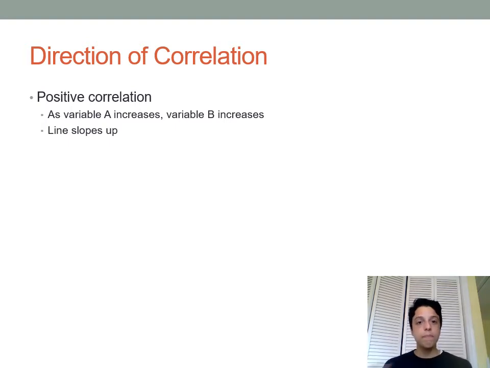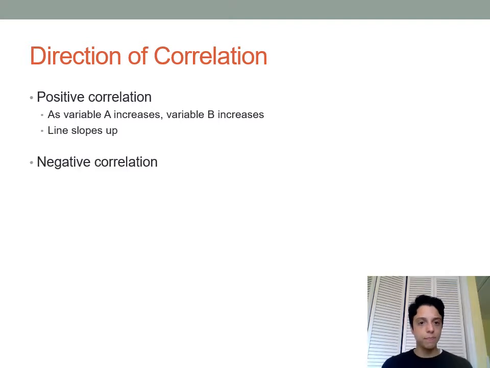All right, so back to this. We're talking about having one variable increase while the other increases, and that would be a positive correlation, which if you were to graph it, would look like a line that slopes up. And we're going to look at graphs about this in a second.